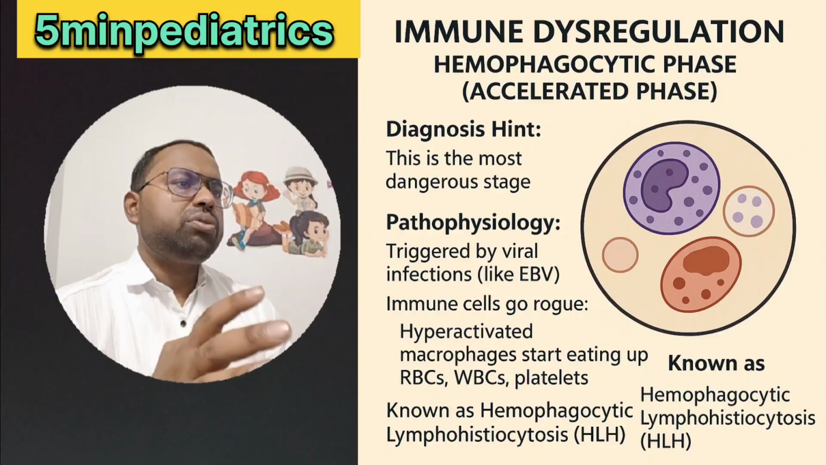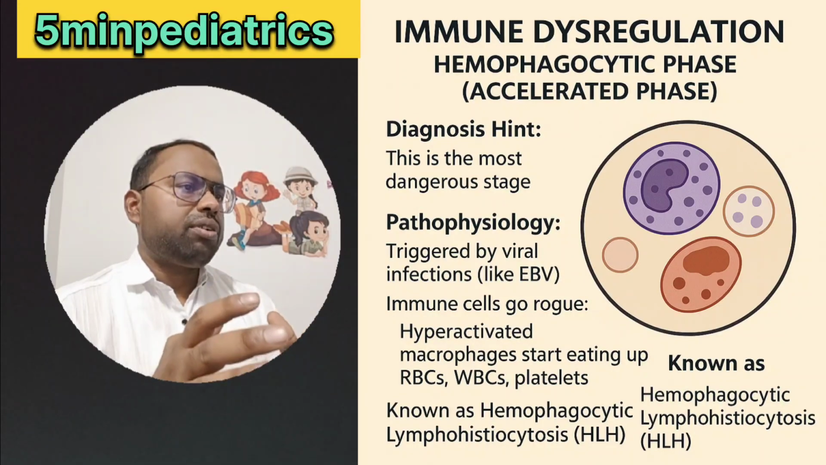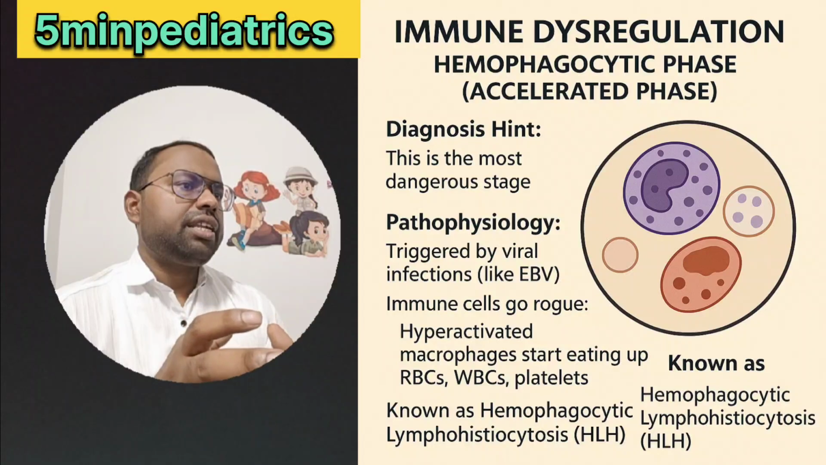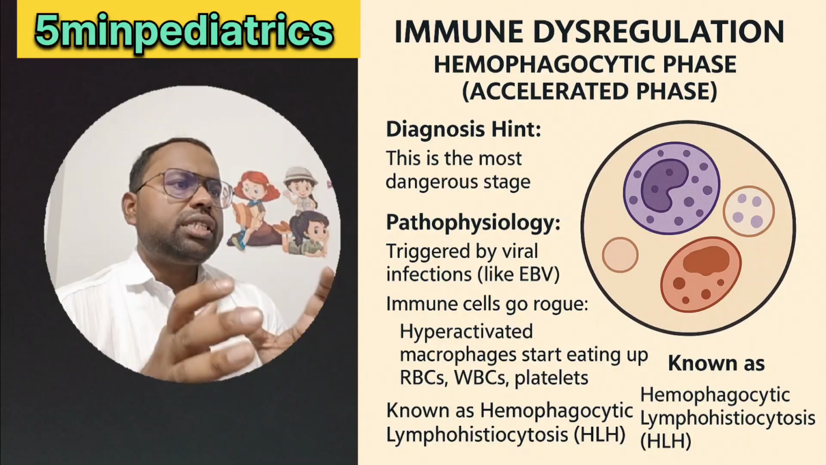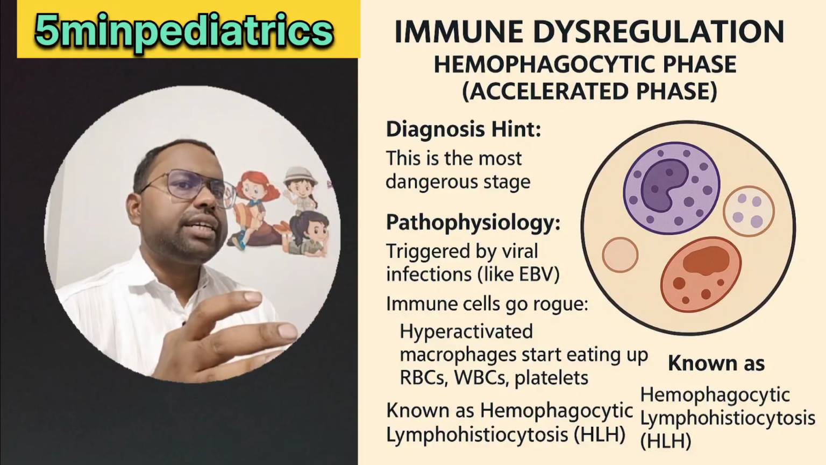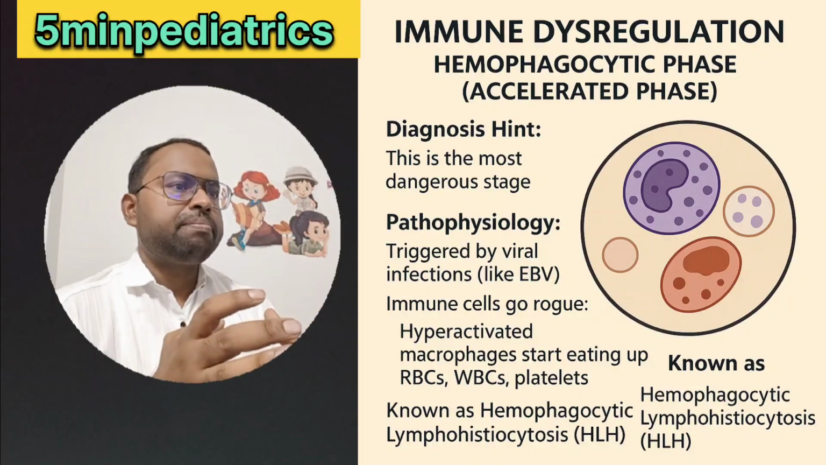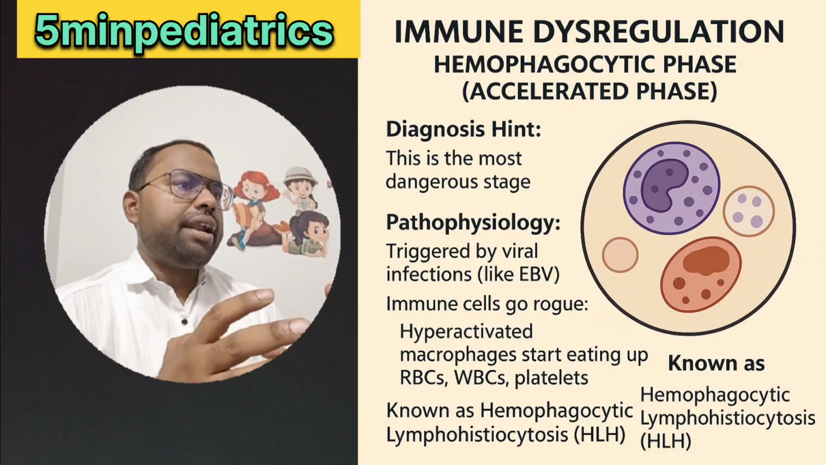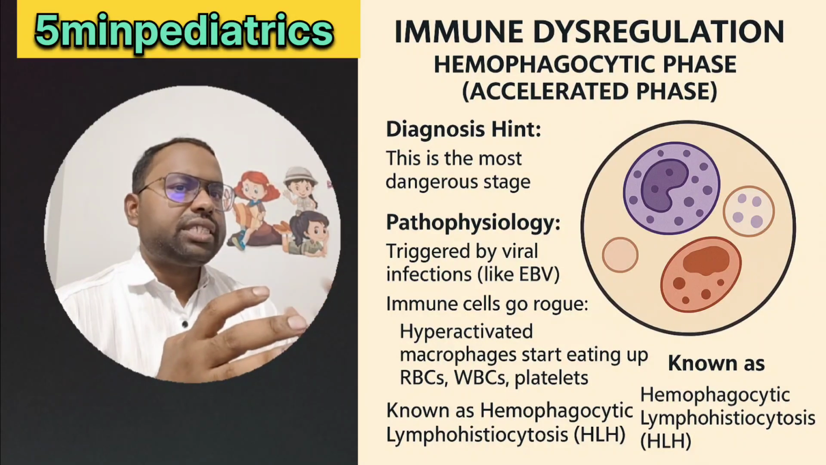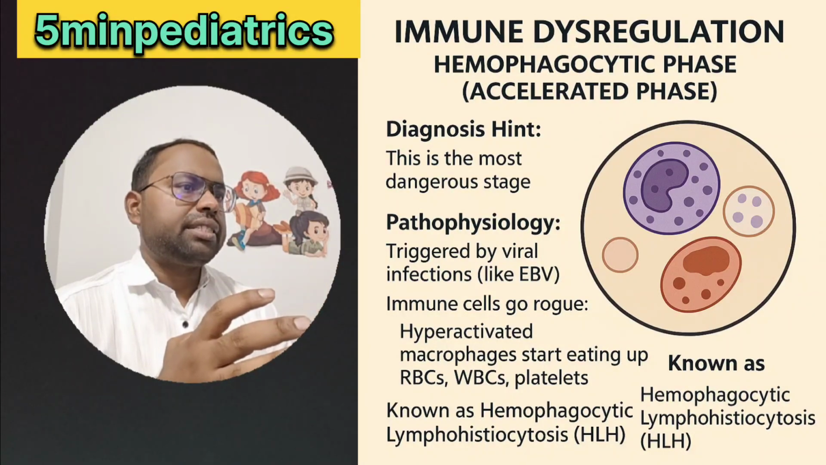Now there is immune dysregulation in the question. What we call the haemophagocytic phase is there. So this is the most dangerous stage, and this is often triggered by a viral infection like Epstein-Barr virus, where immune cells go rogue and hyperactivated macrophages start eating up RBCs, WBCs and platelets.